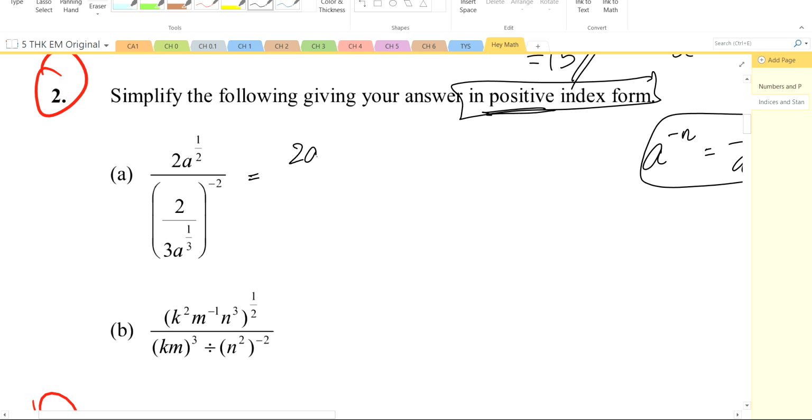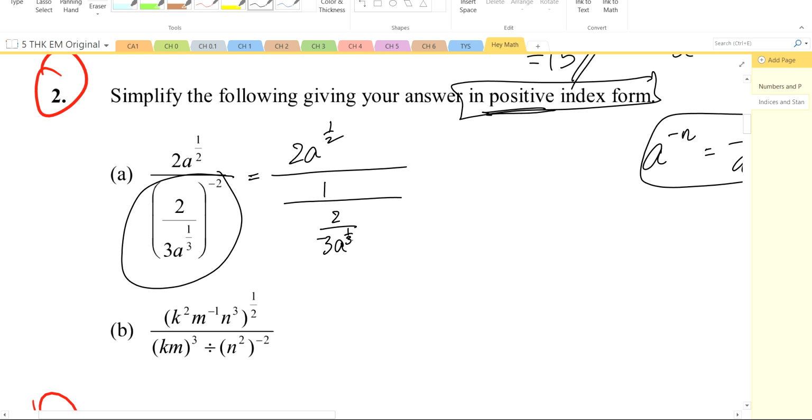So this is 2a power half. Nothing to change over here. Denominator, I've got 2 over 3a power 1/3 to the power of negative half. Okay, let's do them step by step. Negative power, I want to change it to positive. So this becomes 1 over the entire thing, 2 over 3a power 1/3 to the power of 2. Agree? Then this is the one big fraction. I've got a fraction inside another fraction. Okay so far?